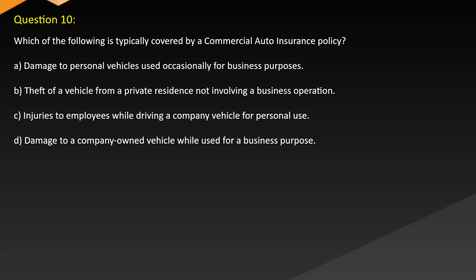Question 10. Which of the following is typically covered by a commercial auto insurance policy? A. Damage to personal vehicles used occasionally for business purposes. B. Theft of a vehicle from a private residence not involving a business operation. C. Injuries to employees while driving a company vehicle for personal use. D. Damage to a company-owned vehicle while used for a business purpose.